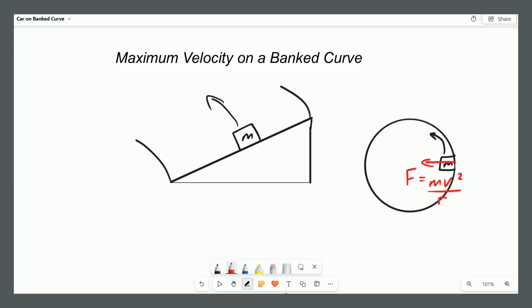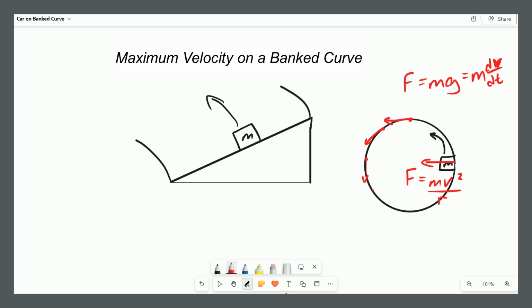Now, why is there this centripetal force pointing to the center of the circle? Well, remember, force is proportional to the rate of change of velocity, right? Because force is your mass multiplied by your acceleration. Your acceleration is your rate of change of velocity with respect to time. So at this point, your velocity is here, and at a later point, your velocity is here, and at a later point, your velocity is here.